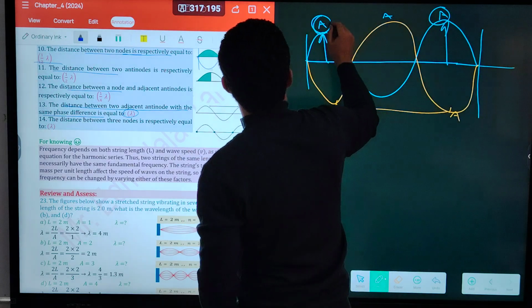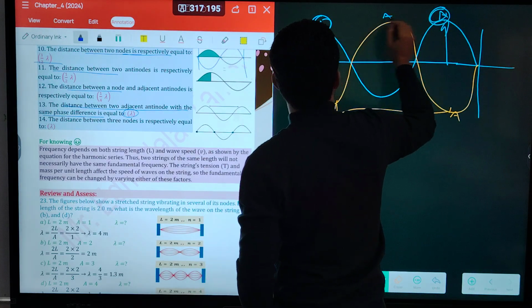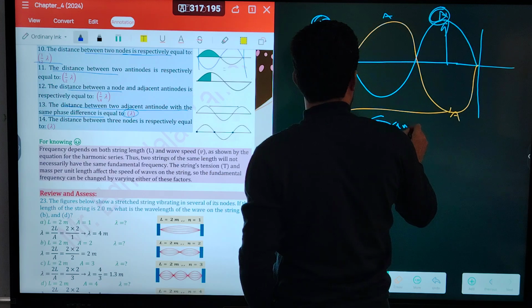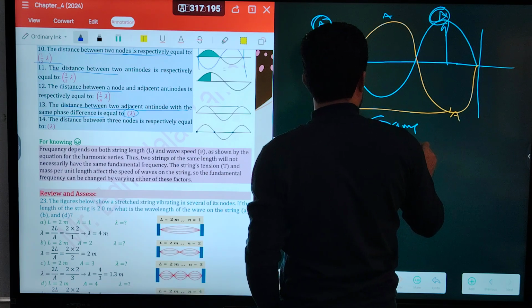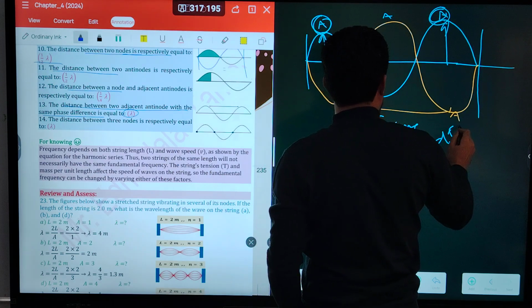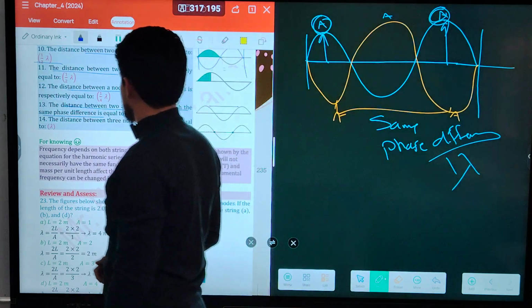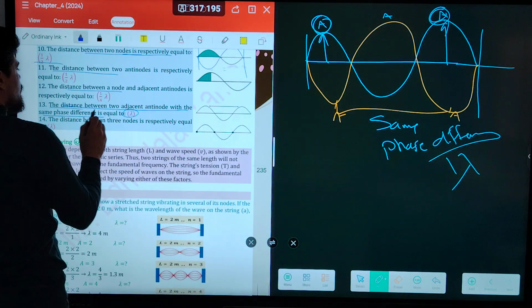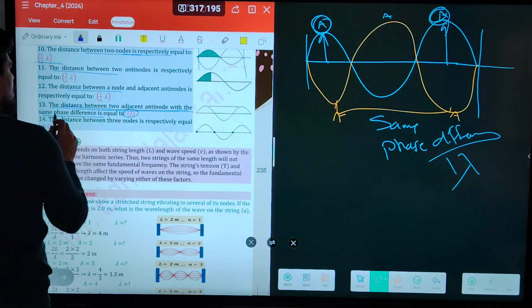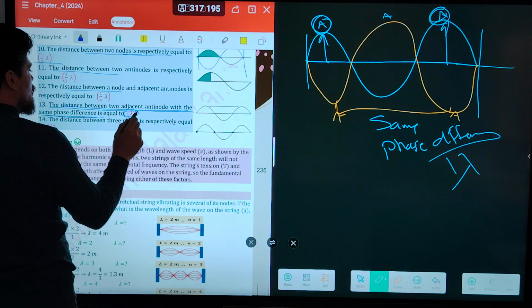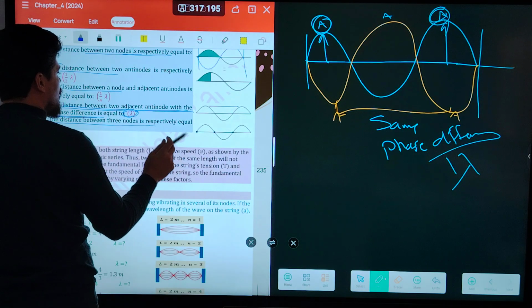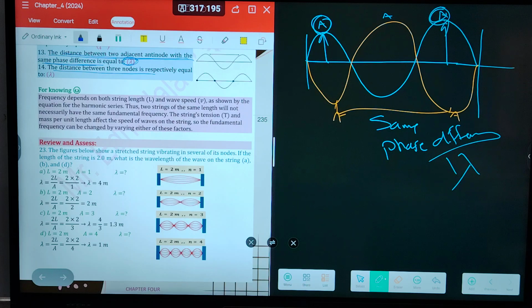So the distance between two antinodes with the same phase difference is equal to one wavelength. Distance between two adjacent antinodes with the same phase difference equals one wavelength. Distance between three nodes equals one wavelength. Okay?